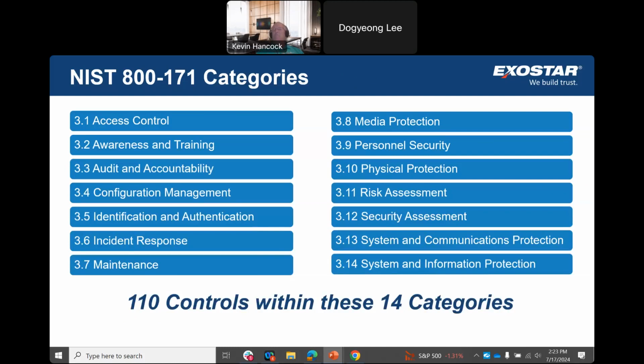This isn't all about IT. There are things about awareness and training of the people in the organization. There is physical security if you're storing, processing, or transmitting CUI on documents or things like that. Physical security of the building. Those kinds of things are also considered part of those 110 controls. So it's not just about your IT organization. It is really about your entire organization.